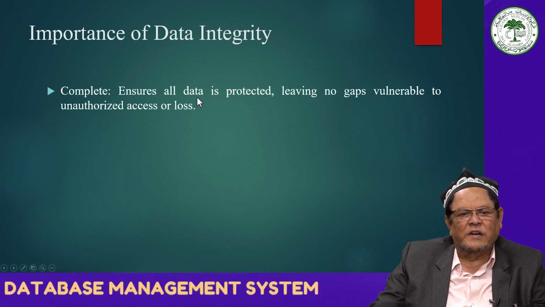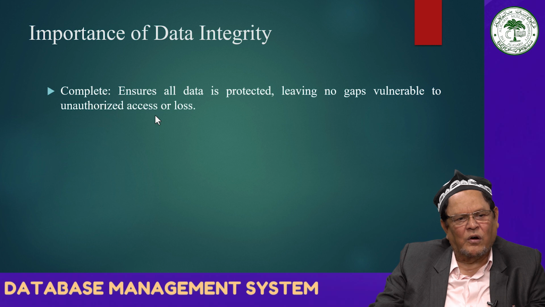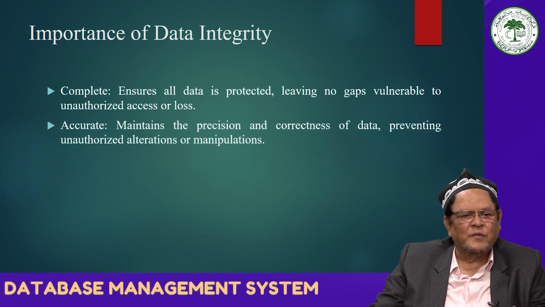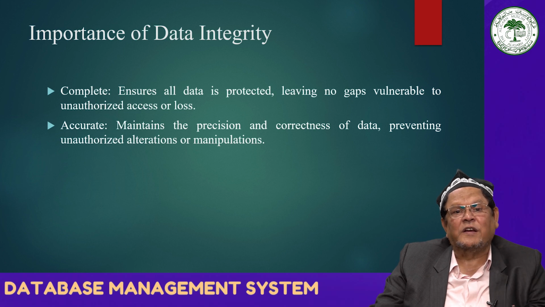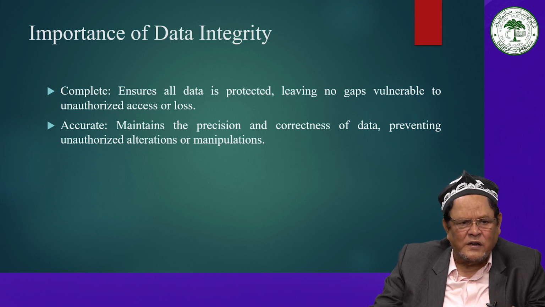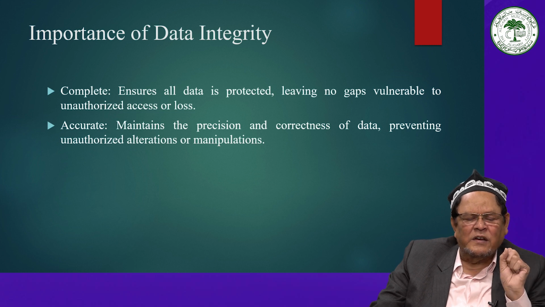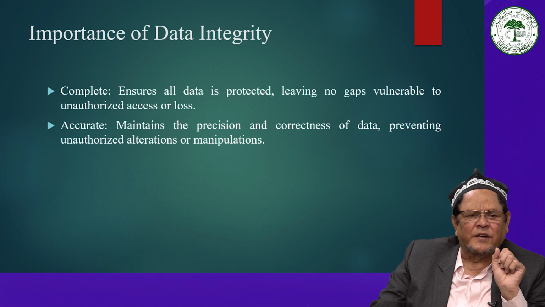Complete: ensure all data is protected, leaving no gaps vulnerable to unauthorized access or loss. Unauthorized persons may be able to access your records, so it must be complete. Accurate means maintaining the precision and correctness of data, preventing unauthorized alteration and manipulation. An unauthorized person cannot manipulate, alter, delete, or update the data. So accuracy is part of data integrity.